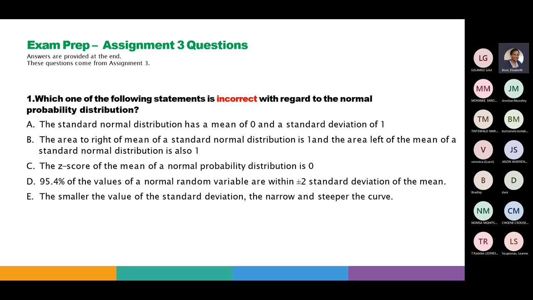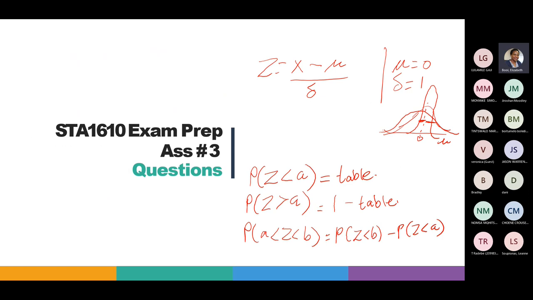Let me go back to that because there is something that I didn't explain. When we talk about the probability, we're talking about the area underneath the curve. If in the middle, it splits the curve into 50% each way. On this side is your left, and this side is your right.